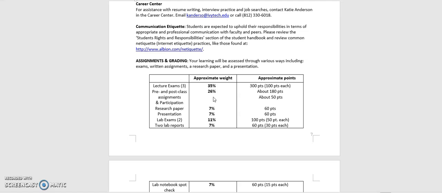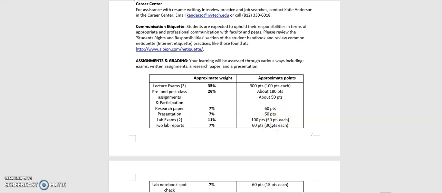So select a topic, and you need to collect about 20 research papers on the topic and read those, and you have to summarize what you read. So it's basically a literature review paper you need to write, and based on what you write in your paper, you will also give a presentation of the topic. So the research paper and presentation will take up about 7% each of your final grade. So they are about 60 points each.